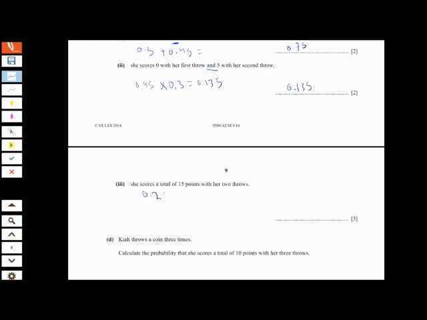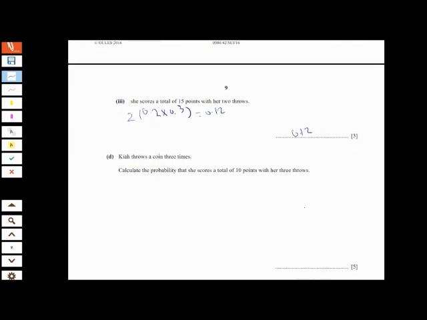Okay, and now 0.2 times 0.3. With two throws, she could get 0.3 on the first throw and 0.2 on the second. So the order matters. That means you multiply this by 2, because it can either be 0.3 times 0.2 or 0.2 times 0.3. So there are two ways of doing this, which means multiplying by 2. That would equal 0.12.